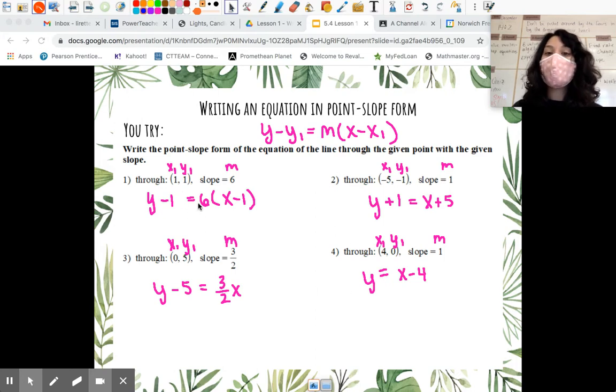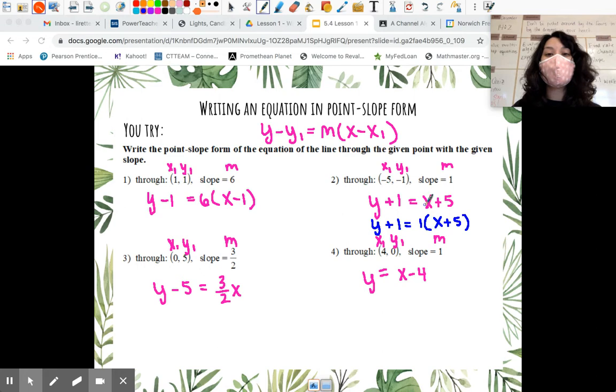For number 1, we should match exactly. You should have y minus 1 equals 6, open parentheses, x minus 1, close parentheses. For number 2, this is how you would write it if you simplified completely. You may have also written it like this. Maybe you wrote the slope of 1 in there with the parentheses. Again, I would accept that in my class. You'll just want to check with your teacher if they would accept it written like this. But again, if you've got a slope of 1, that's not going to change anything when you multiply.